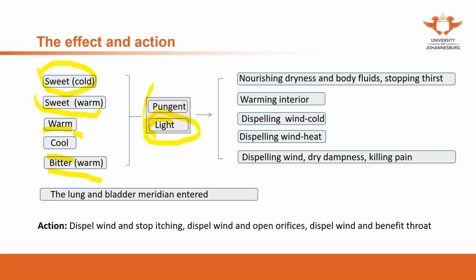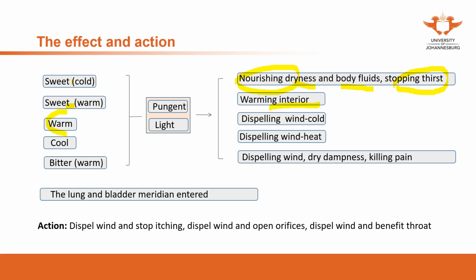Most of them, the property will be very light. The reason is because most of them are flowers or leaves. They have the flavor of pungent. Pungent can disperse, so it can dispel the wind, can dispel from the superficial. Sweet cold can nourish the dryness, body fluids, stop thirst. Sweet warm can warm the interior. Sweet can tonify. Sweet cold also can tonify, so nourish the yin.